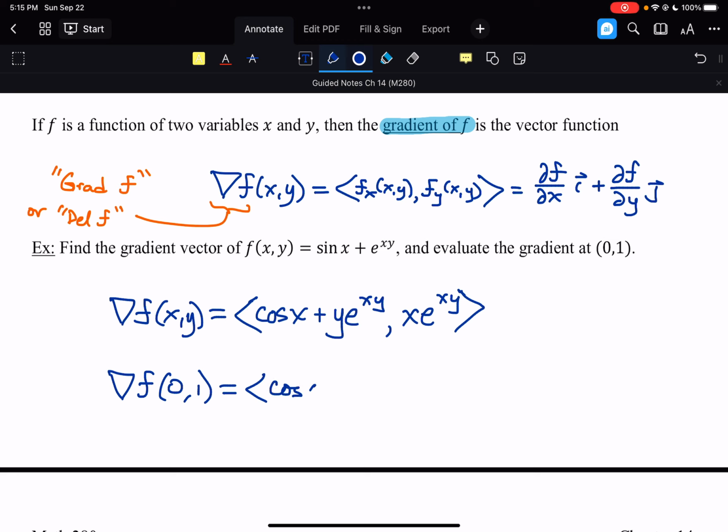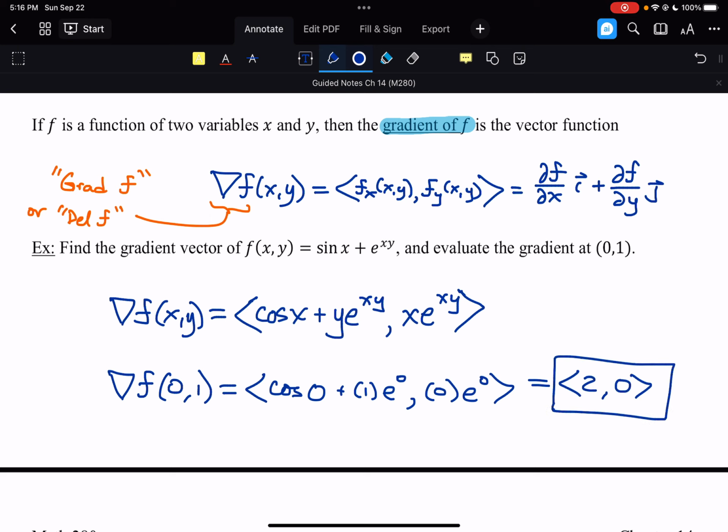So that's cosine of 0 plus 1 e to the 0, and then 0 e to the 0. So that's 1 plus 1, so (2, 0). So for the given function f, at the given point (0, 1), the gradient, which consists of the partial derivatives fx and fy, would be the vector (2, 0).